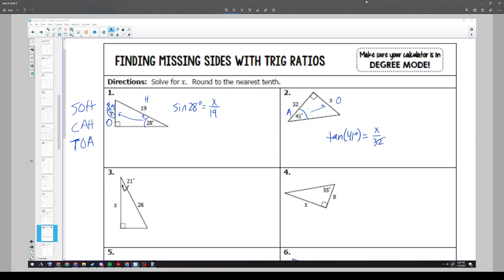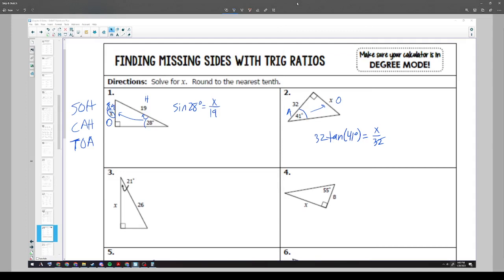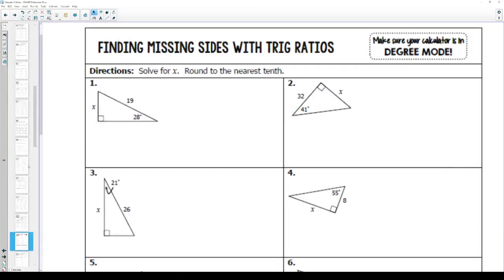So just like before, I'm going to multiply this 32 over to the other side. And we're going to use the calculator to find 32 tangent of 41 degrees. We find 27.8. So it's hard to tell if that's reasonable because the two legs don't really have any kind of relationship. But we're going to go with that. So 27.8 because the calculator says so. So the rest of these are going to work the same way. You're going to be finding a missing measurement.